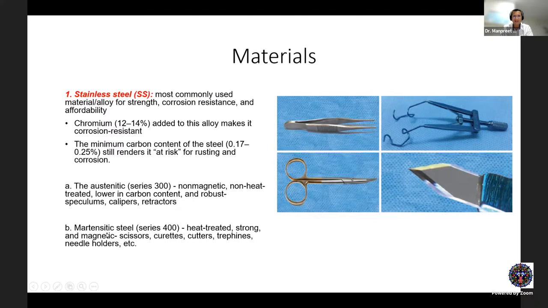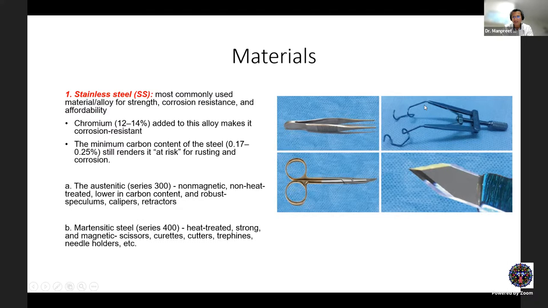Have you ever noticed that if you bring your needle holder near a 10-0 nylon needle, it magnetically gets stuck to the needle holder tip? That's because it's magnetic, and the steel is martensitic. You can tell your colleagues if they have not attended this, that it is a martensitic steel, which is magnetic. That's why the needle is getting stuck to this, not forceps. And sometimes scissors, curettes, needle holders, cutters, trephines are also made of this steel. It's strong and robust. So this first picture is the steel instrument.